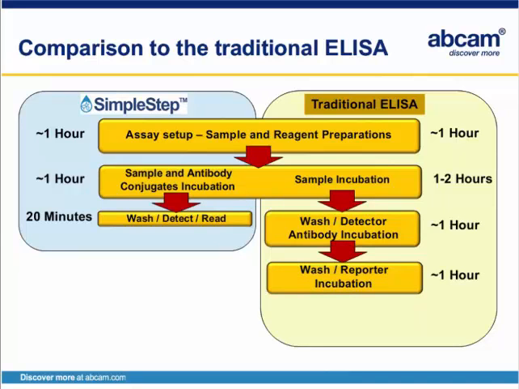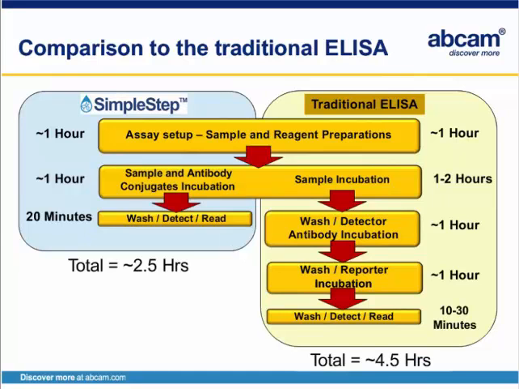Most commercially available ELISA products on the market utilize a biotinylated detector antibody. This type of detector antibody requires an additional reporter incubation step. A common reporter for a biotinylated detector antibody is a streptavidin molecule conjugated to HRP. Therefore, an additional 1-hour incubation step is required for the traditional ELISA. After the final 1-hour incubation, the traditional ELISA is ready to be washed, developed, and read on a spectrophotometer.